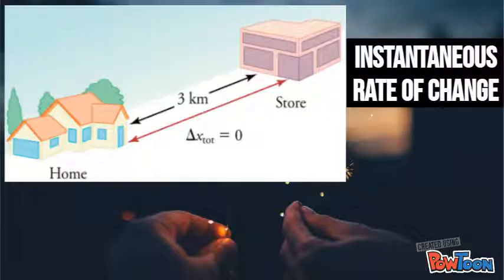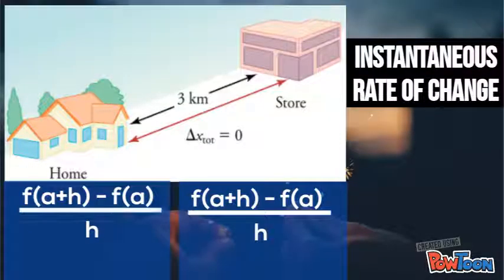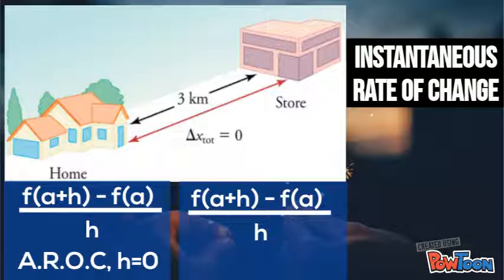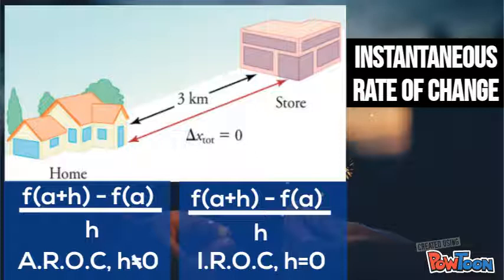Instantaneous rate of change uses the same formula. The difference between the formula is the h in the formula. For the average rate of change, h cannot be 0, and for the instantaneous rate of change, h is always equal to 0.